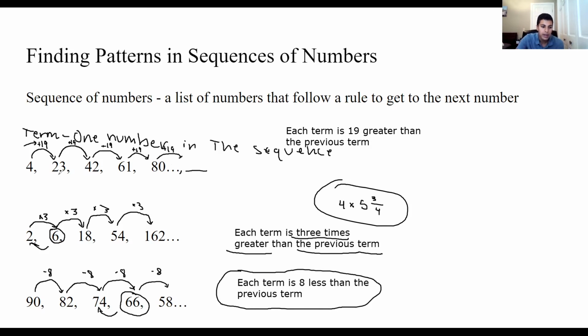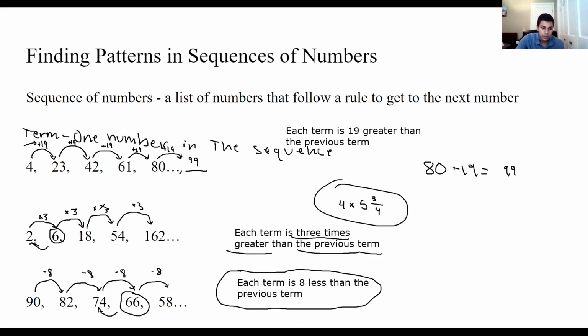Now, it doesn't matter if we're not given those original terms. This rule is always going to apply. So we can just add 19 to 80 to get to the next term. And 80 plus 19 is going to equal 99. So our next term in this sequence of numbers is going to be 99.